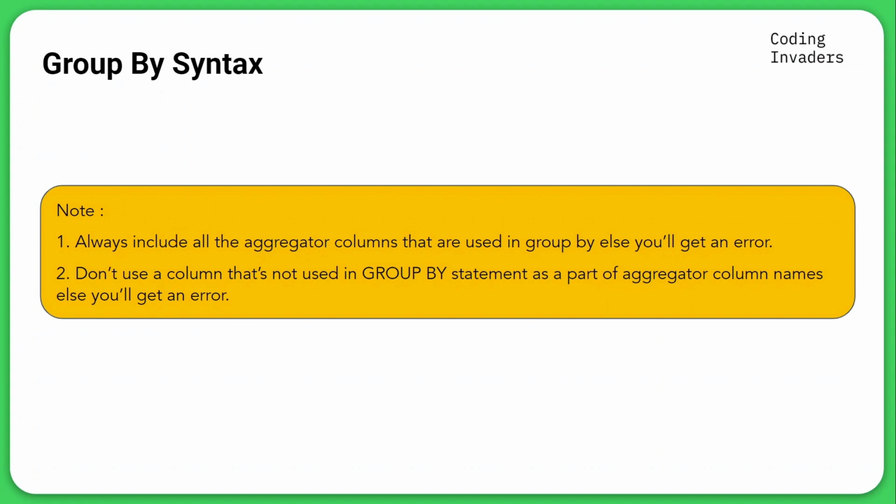Here are some important points to note for group by statements. Always include all the aggregator columns that are used in the select in group by, else you will get an error. Don't use a column that's not used in the group by statement as part of the aggregator column names, else you will get an error. So, awesome. This concludes the lesson on group by. In the next lesson, we will learn how to filter the aggregated columns using having.